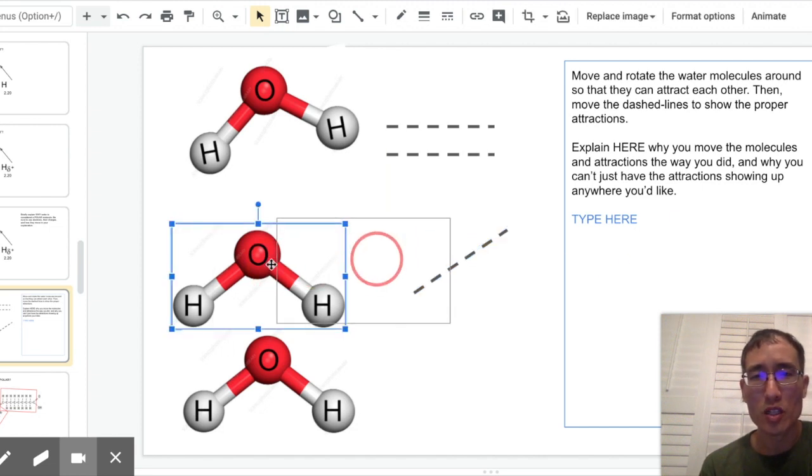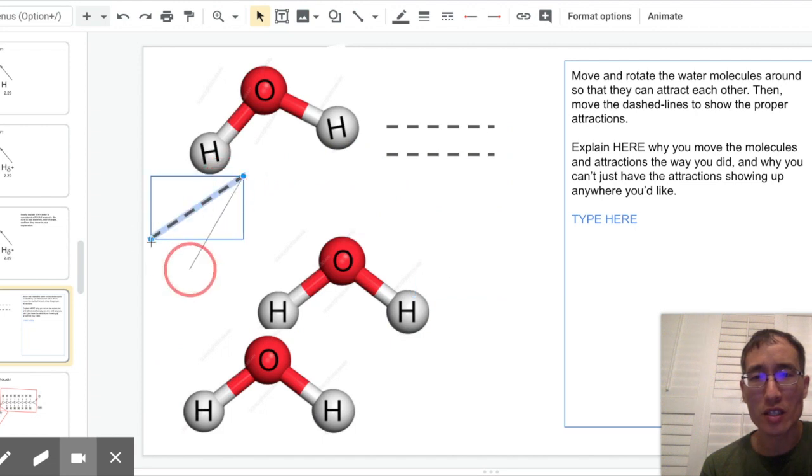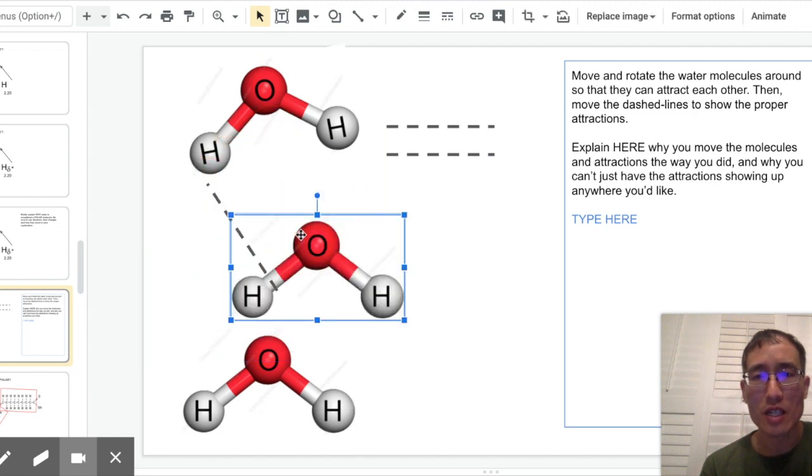Okay, so do I want, for instance, an attraction like this? Is an H going to attract an H, or is an H going to attract an O? How is that going to happen? Moving around and see how I am going to get this set up like that.